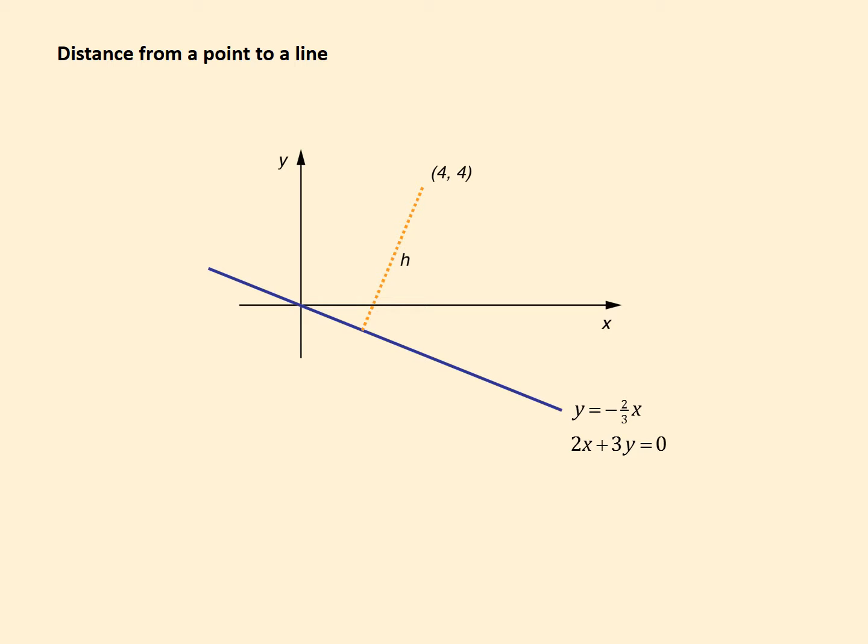We have here a point (4,4) and a line passing through the origin with equation y = -2/3 x. Rearranging that equation, we can see that 2x + 3y = 0. And the question is, what is the distance between the point and the line? I'll call it h.